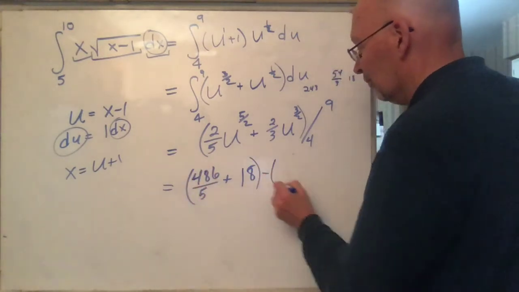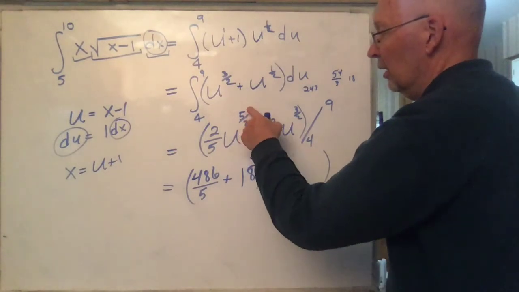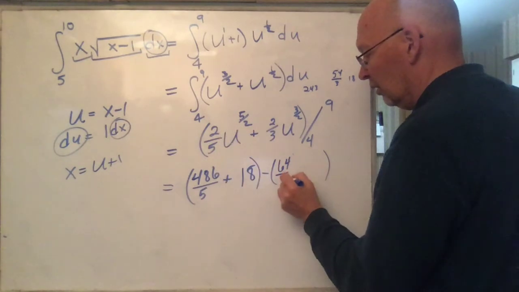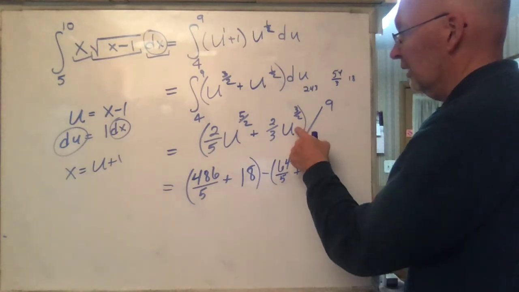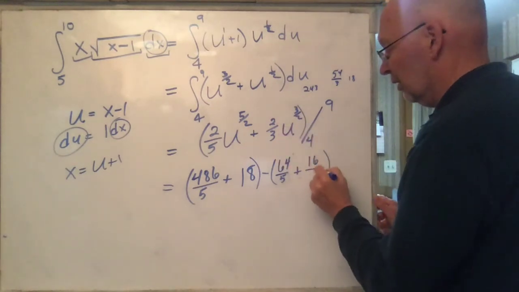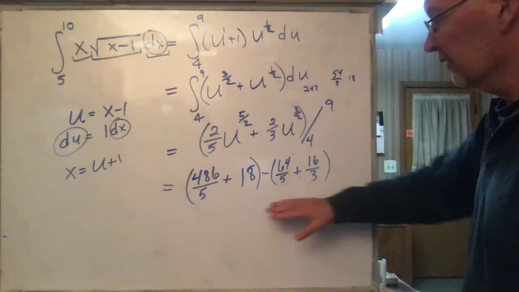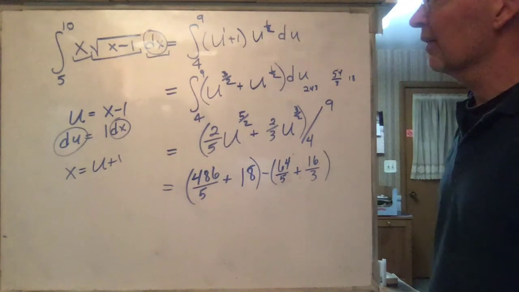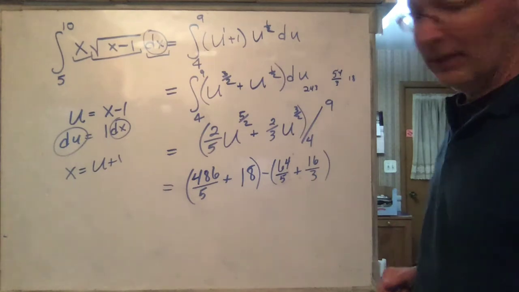Now you subtract off when you put a 4 in there. Square root of 4 is 2. 2 to the 5th is 32. 64 fifths. Plus, and you put a 4 in here, and you're going to get what? Square root of 4 is 2. 8, 16 thirds. I'll leave it like that. Okay, a bunch of detail work to subtract this stuff off. So that's the idea. So there's that one right there.